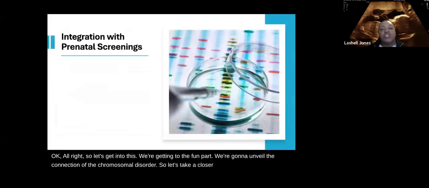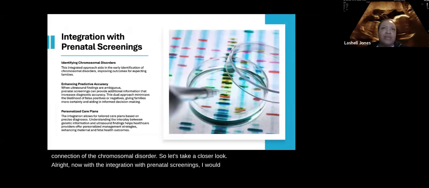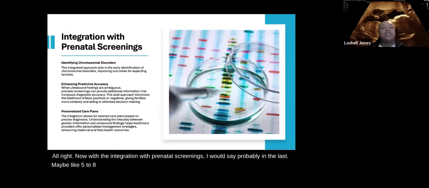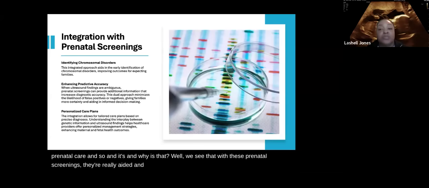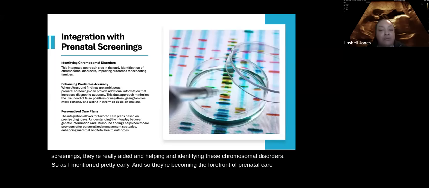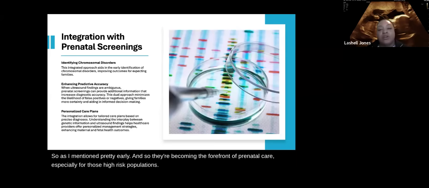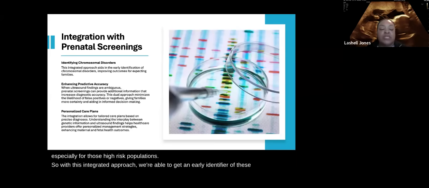All right. Now, with the integration of prenatal screenings, I would say in the last maybe 5 to 8 years, prenatal screenings are really taking the forefront in prenatal care. And why is that? Well, we see that these prenatal screenings are really aiding in identifying these chromosomal disorders, as I mentioned, pretty early. And so they're becoming the forefront of prenatal care, especially for those high risk populations. So with this integrated approach, we're able to get an early identifier of these chromosomal issues.